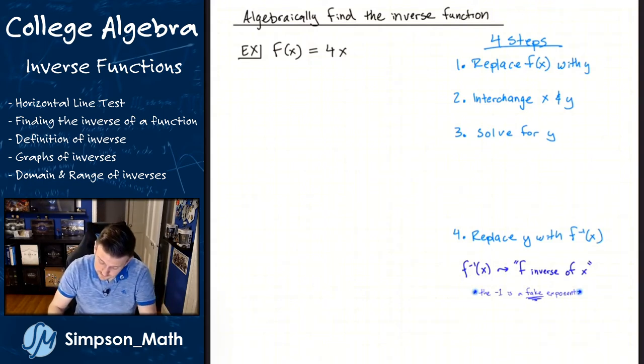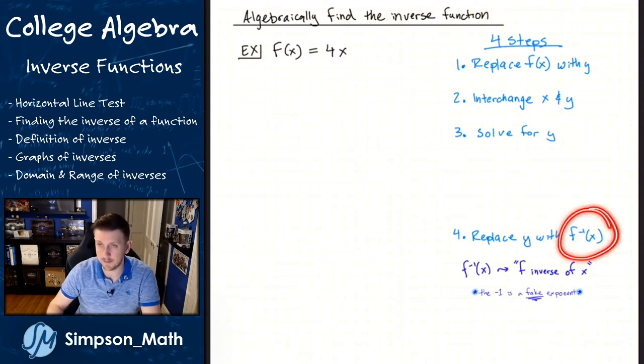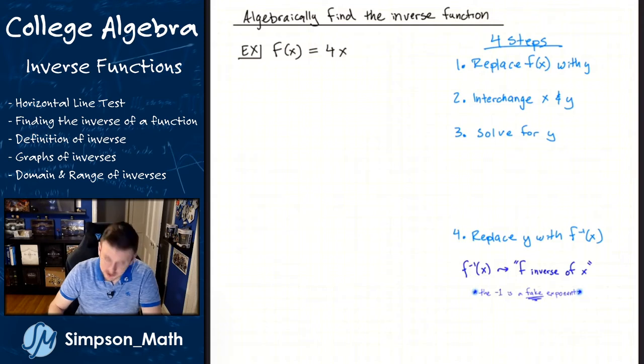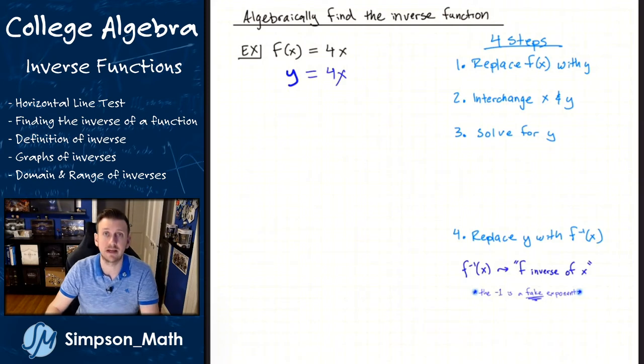So back on this. We have four steps: replace f of x with y, interchange x and y, solve for y, and then put it back into the inverse notation. If I'm starting with this function, f of x, I don't want to do algebra with the function notation, so I'm just going to replace f of x with y. That's it, just a different form of the output.